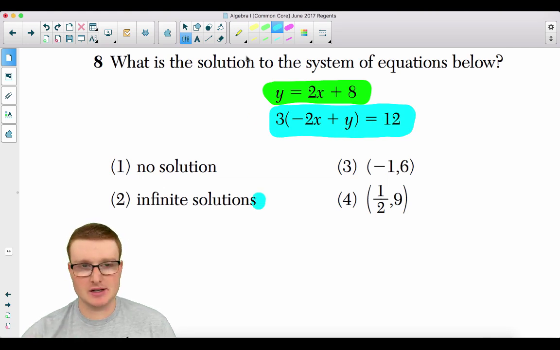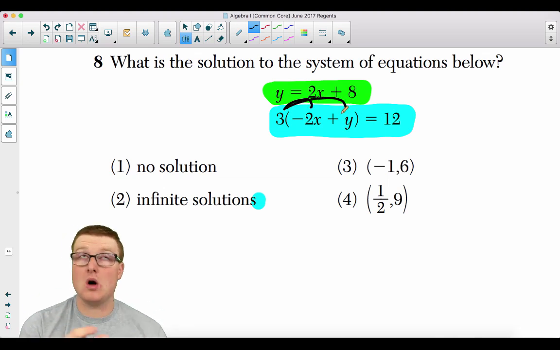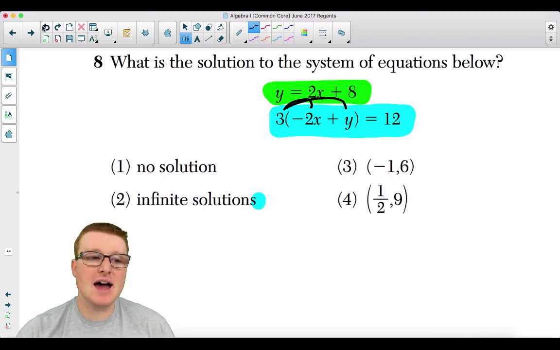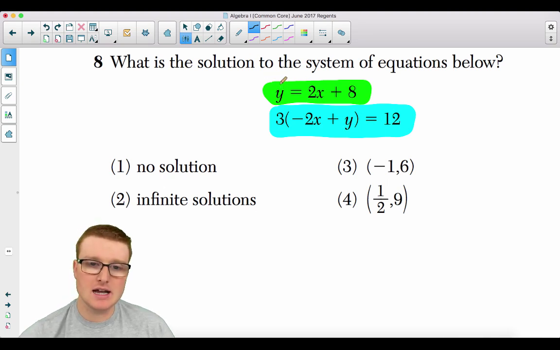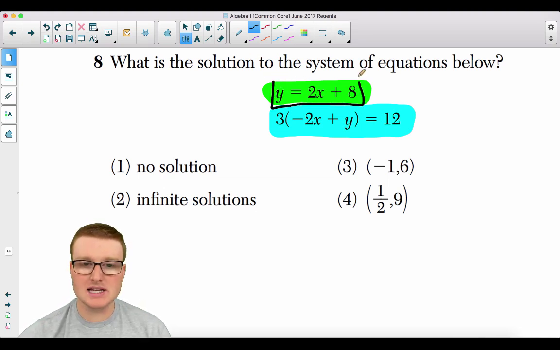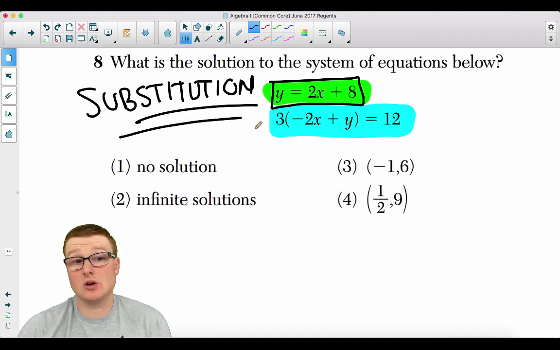There's 2 ways that you could do this. Either you could distribute that 3 in, cancel out one of the terms, like x or y, and then you solve from there. But that, honestly, is not the best way to do this problem. Look at this. They tell you what y is equal to. Use what's called substitution.